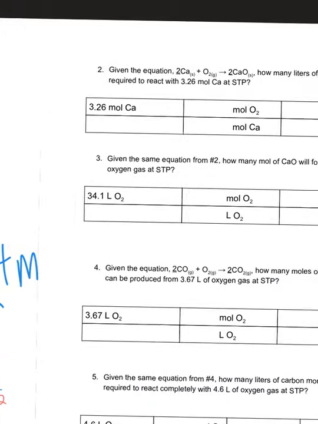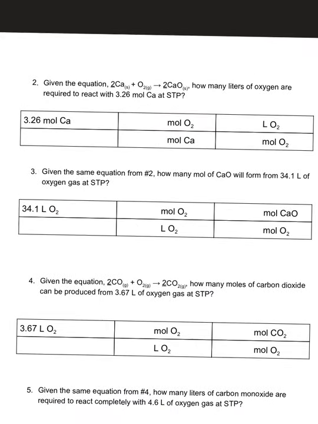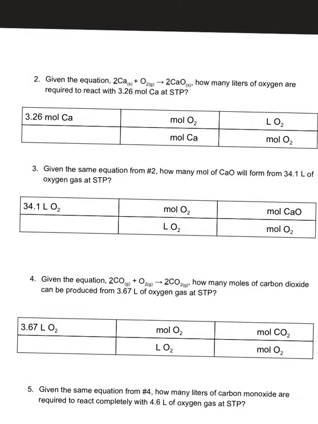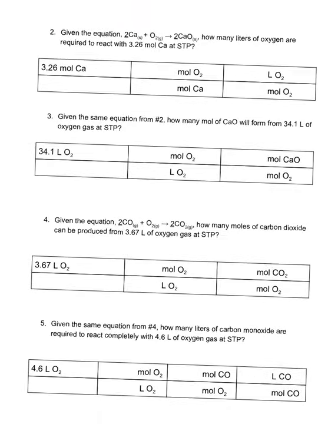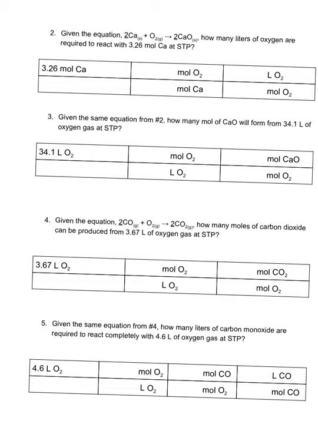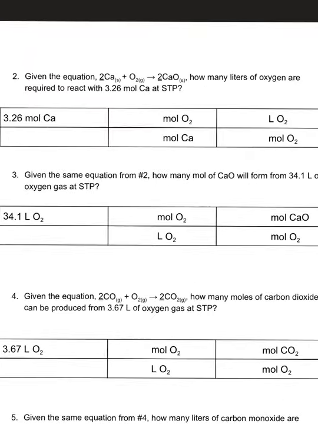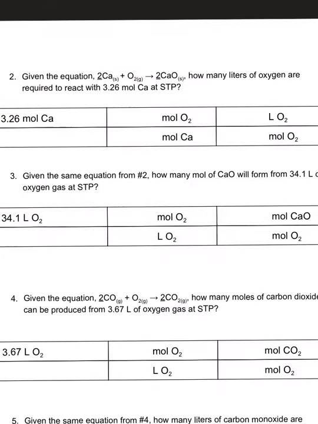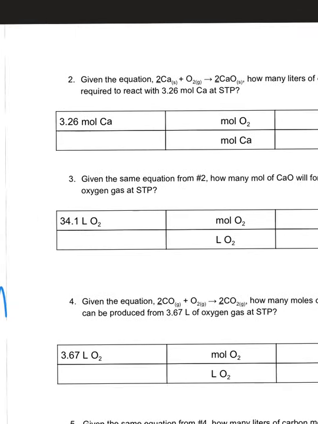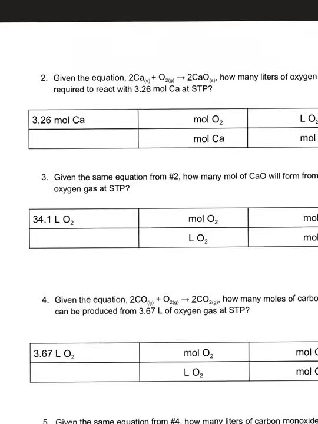We go over here. So you'll see I've given you the units all the way down. Your job is just to plug in the numbers. That should help. Plug in the numbers, type them correctly into the calculator. So let's work number 2. Given this equation, how many liters of oxygen are required to react with 3.26 moles of calcium at STP? So there's your given, 3.26 moles of calcium.